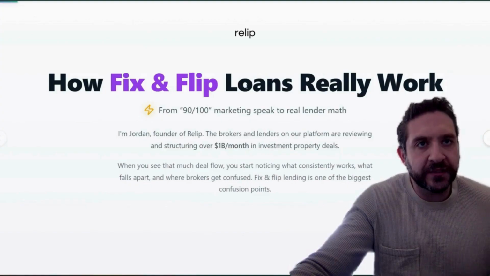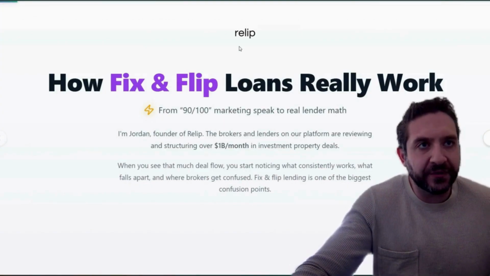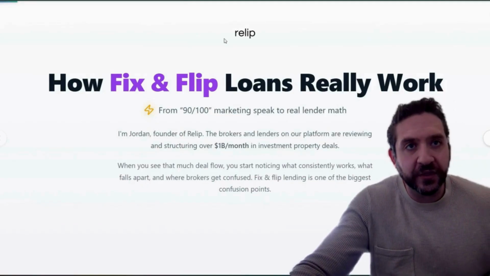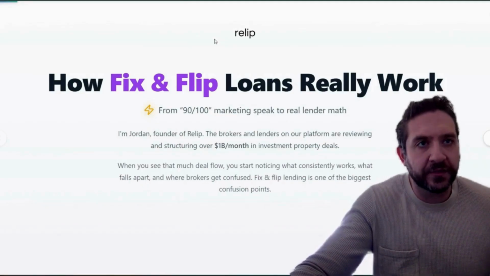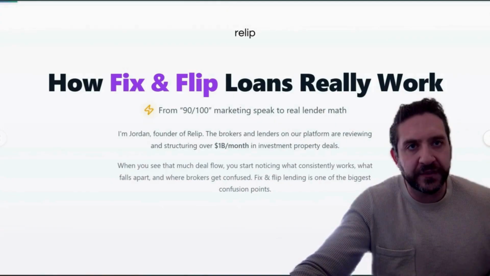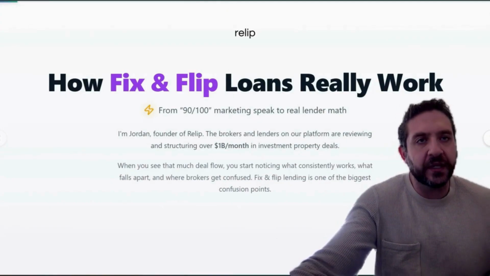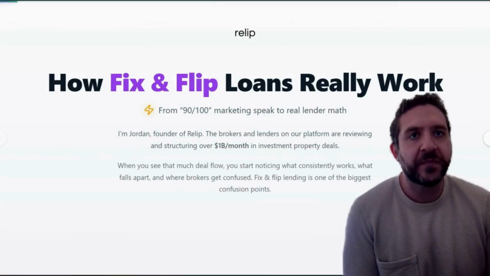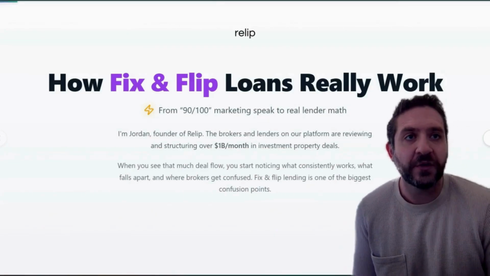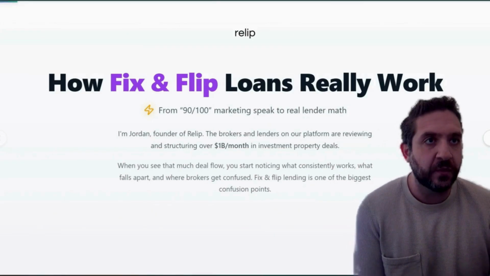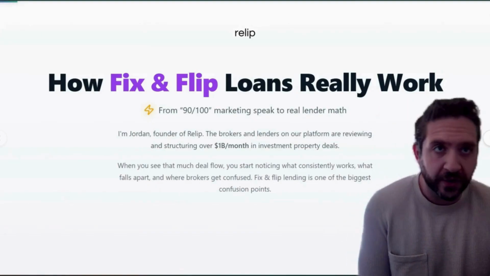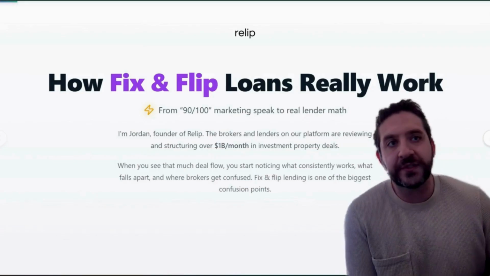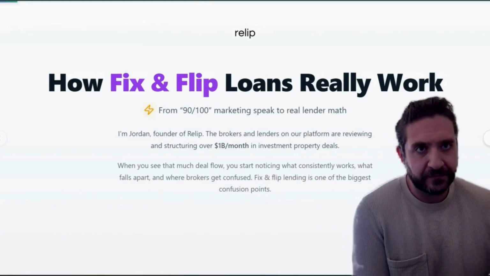And just so you guys have some context, the brokers and lenders on our platform are reviewing and structuring a little over $1 billion a month in investment property deals. And I'm not telling you guys that to brag. I'm telling you that because when you see that much deal flow, you start noticing the same patterns over and over again. You see what works, what falls apart, and ultimately where brokers tend to get confused.